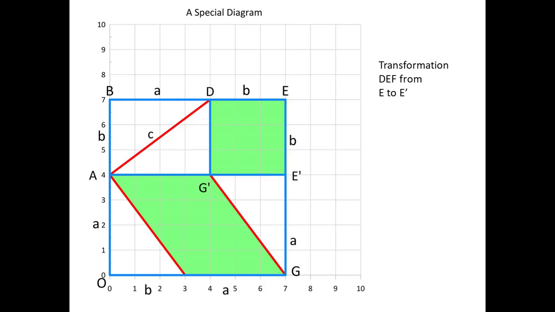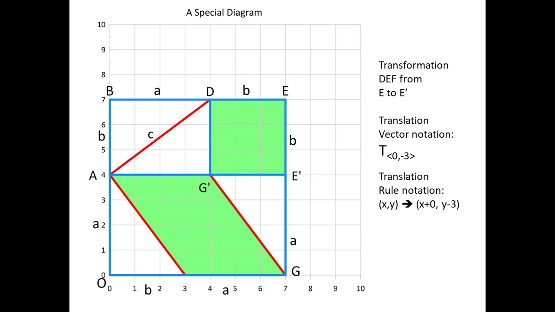The next transformation is dropping the upper right triangle from point E to E prime. That transformation is given by a zero shift in x. There's no change in the x between E and E prime, but there's a drop in y of 3. So that notation is capital T subscripted 0 change in x, minus 3 change in y. Or again, by the rule notation, the point (x, y) goes to (x plus 0, no change in x, y minus 3).